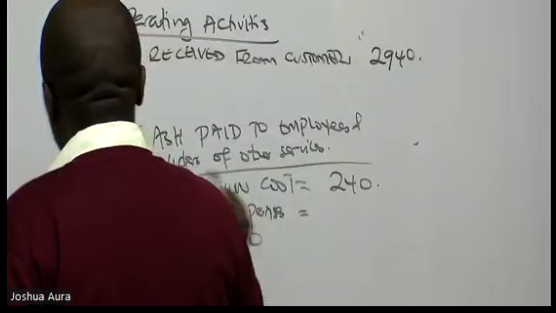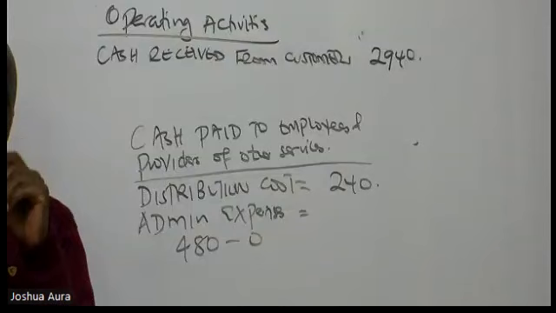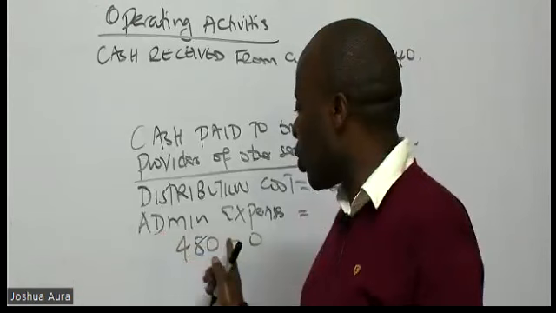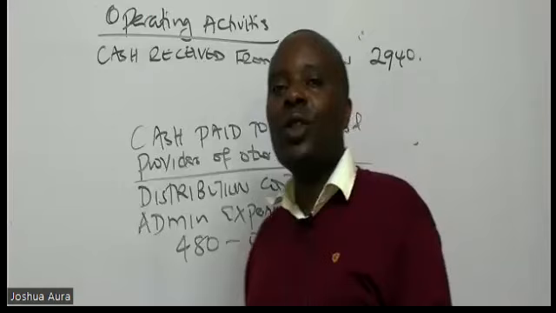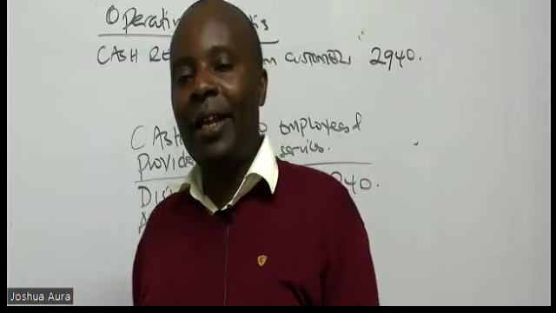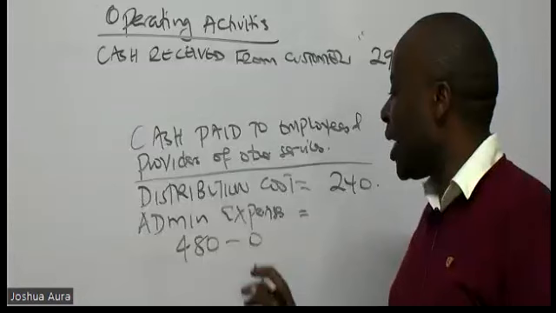For admin expenses, remember, we normally charge impairment of goodwill. Impairment of goodwill normally goes to where? Administration expenses. So if you're told that there is an impairment, you must always subtract the impairment of goodwill from the admin expenses. In this question, we tested it for impairment. We never had any impairment. So the impairment is what here? Zero.